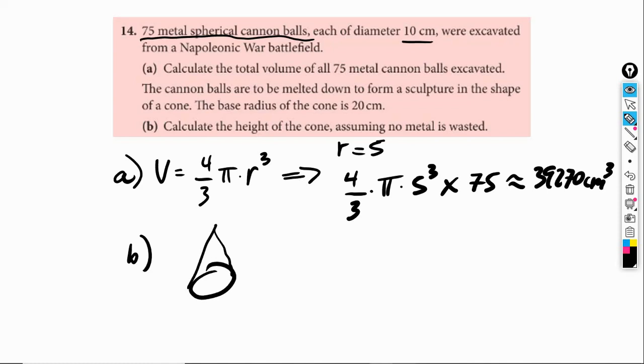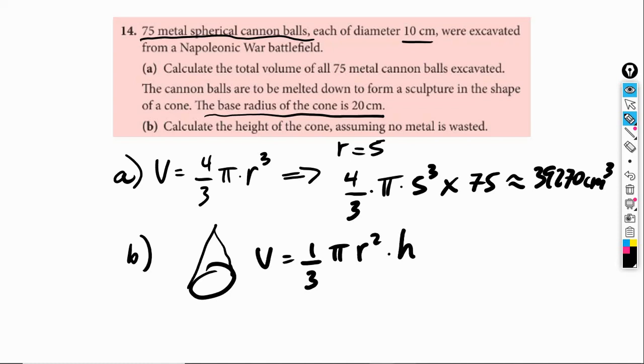So it says that the balls are to be melted down to form a sculpture in the shape of a cone. The base radius of the cone is 20 centimeters. Calculate the height of the cone, assuming no metal is wasted. So here we need to remember the formula for the volume of a cone. The volume of a cone is 1/3 pi r squared times the height.